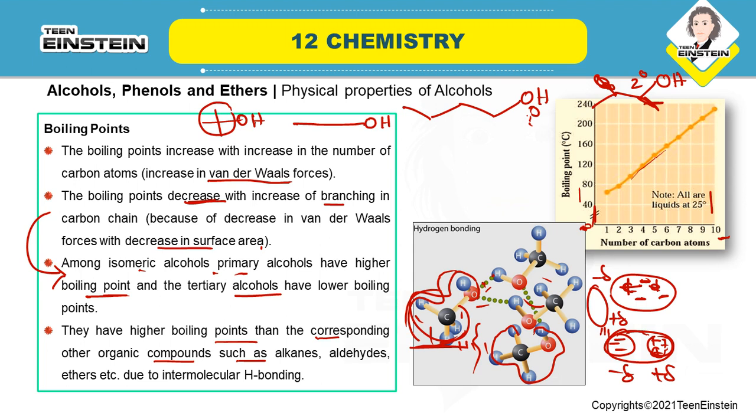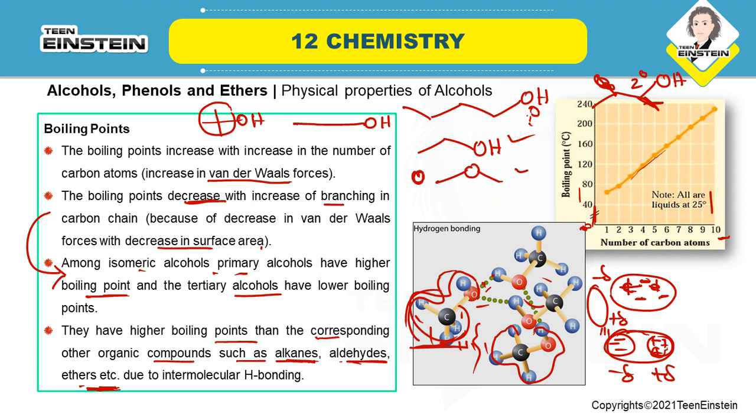And the last point, it is saying that if you compare boiling point with alkane, aldehyde, ether, which are having more or less the same structure. So suppose you have this 2 carbon OH and you have 2 carbon ether.